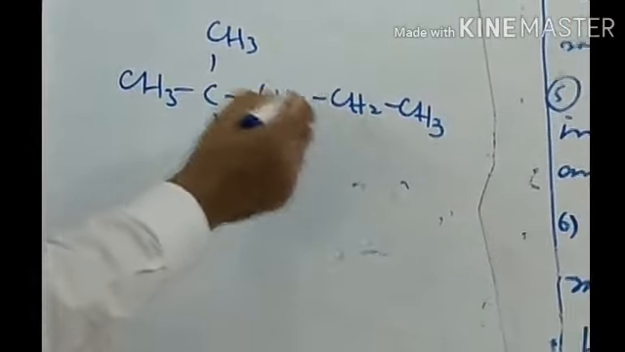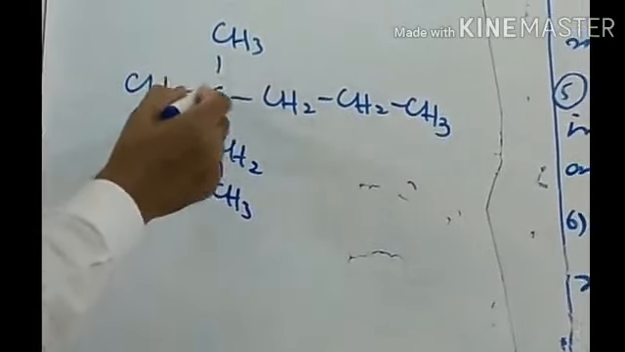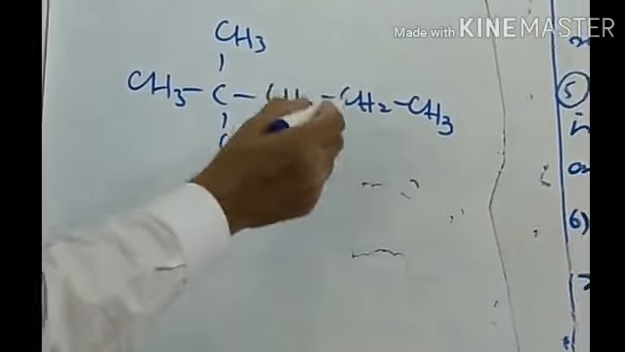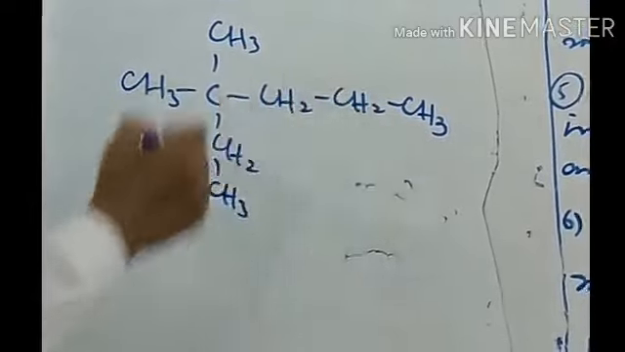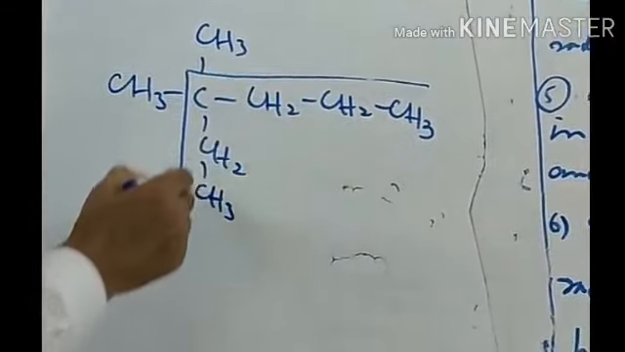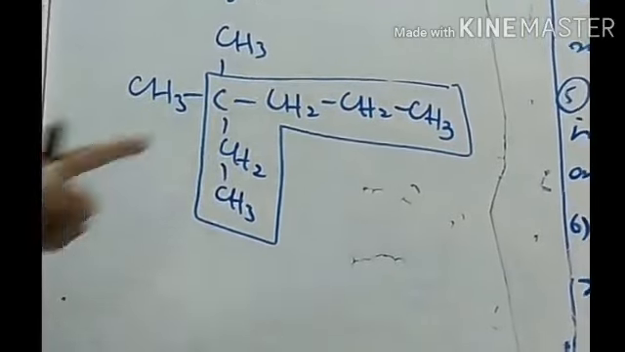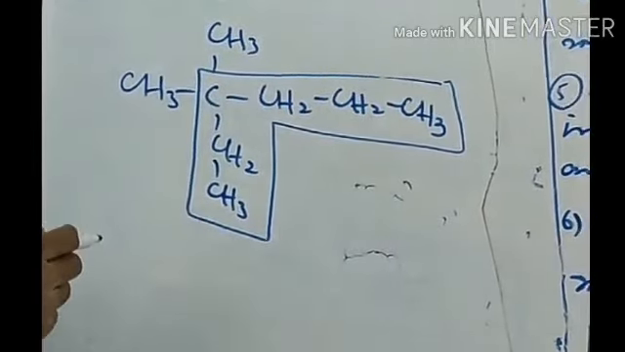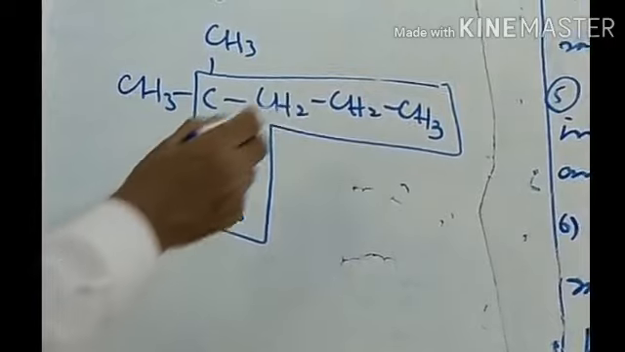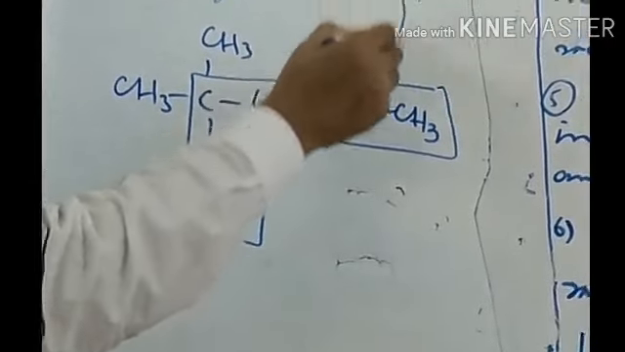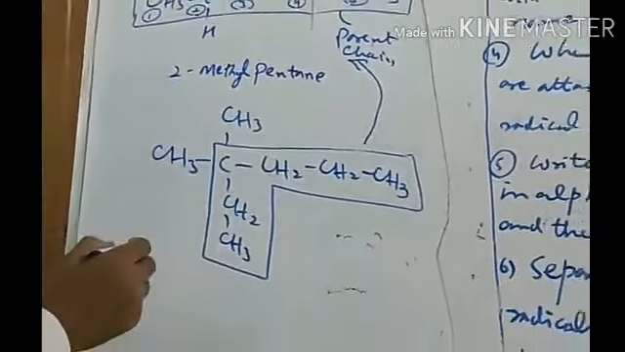We can say 1, 2, 3, 4, 5, 1, 2, 3, 4, 5, 1, 2, 3, 4, 5, 6. The 6 is the longest chain. So our chain is this one, that is the 6. Now we have the 6 carbon, which is the longest chain. 6 is known as the hexane. This is the parent chain.